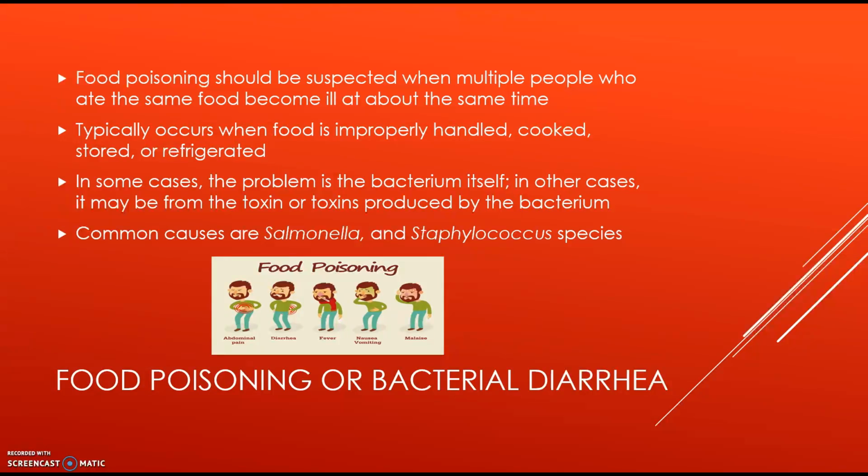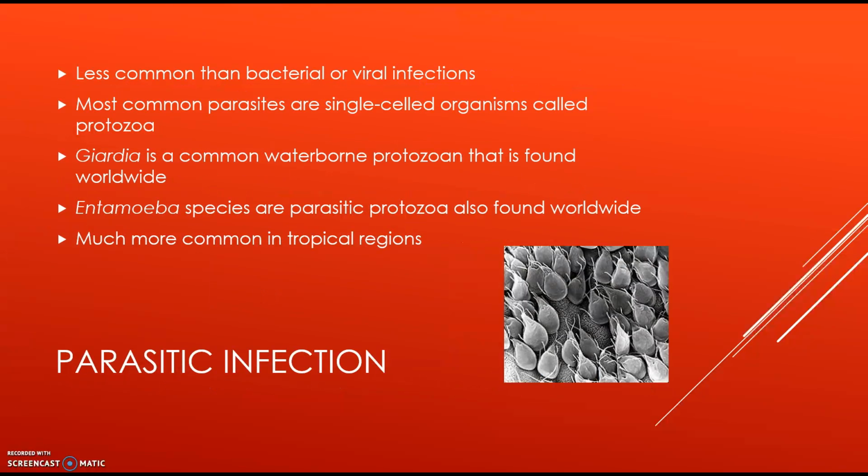So it could be the bacteria, or it could be toxins produced by the bacteria that make a person sick. So we are familiar generally with salmonella, that's a food poisoning, but staphylococcus species can also be associated with food poisoning. Parasitic infections are a little less common than the bacterial or viral infections.